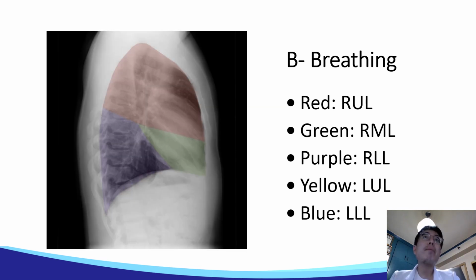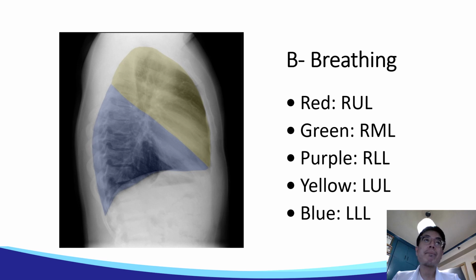The lung lobes are best appreciated if we have, aside from the previous PA projection, a lateral projection as well. In the lateral projection, we can now clearly see the right lower lobe, which is again colored purple here. Above it, the right upper lobe in red, and below it, the right middle lobe in green. This in turn is the left lung. We can see in yellow the left upper lobe, and below it, the left lower lobe in blue.